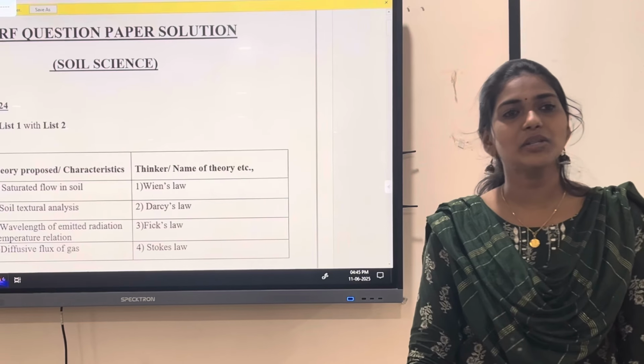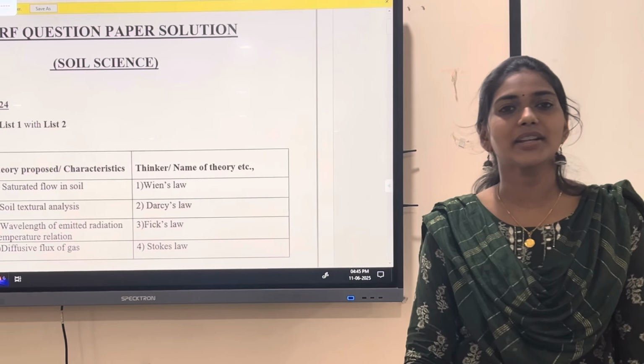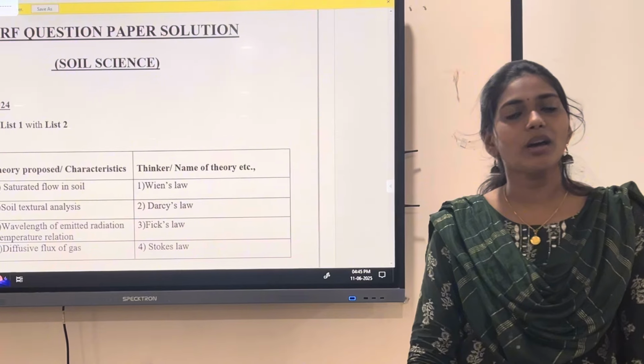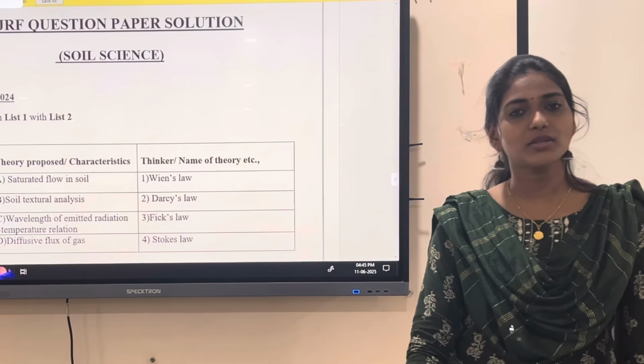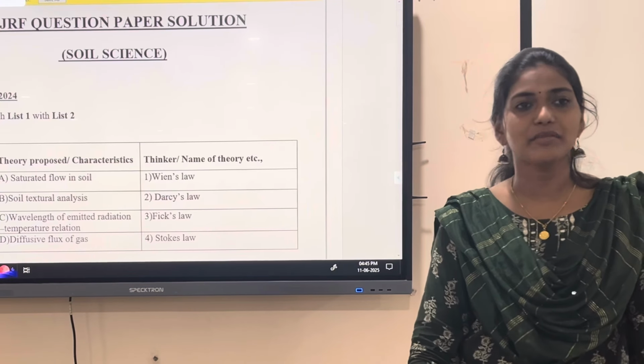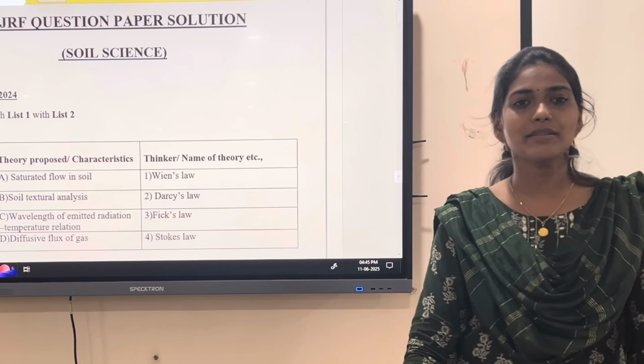And we know that our JRF examination is scheduled to be conducted on July 3rd. So it's already time to start the preparation seriously. So first of all, I want all the students to have the course outline or the syllabus of this examination and go through the syllabus clearly.